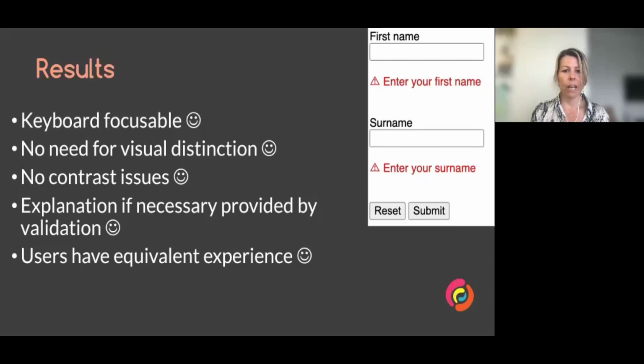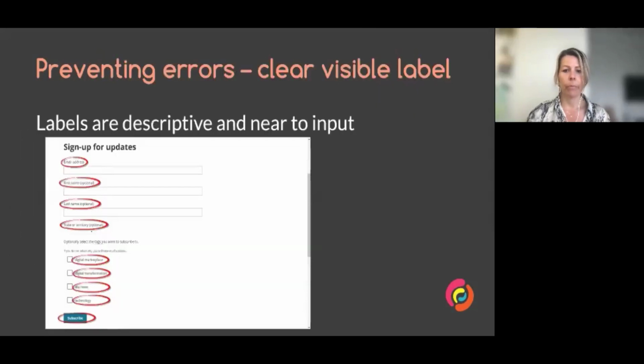So you can see on the slide there, we have that original form with first name, surname, and the user has tried to submit, and the error validation is providing that information that they need. Preventing errors in the first place is the ultimate goal. So prevention is always better than the cure.